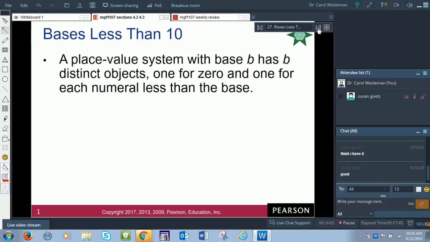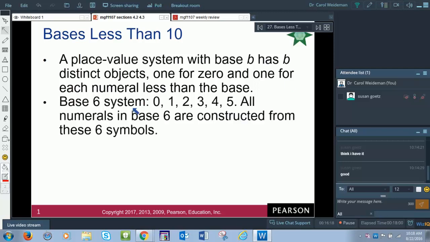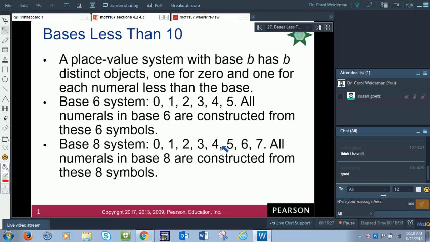So now talking about the systems themselves, a place value system base B has B distinct objects, 1 for 0 and 1 for each numeral less than the base. Remember in base 10, the digits we use are 0 through 9. So in base 6, we're going to use the digits 0 to 5, and all the numerals in base 6 are constructed from those 6 symbols. Base 8 would go from 0 to 7, and again, all the numerals we want to represent in base 8 can be constructed from those digits or symbols.